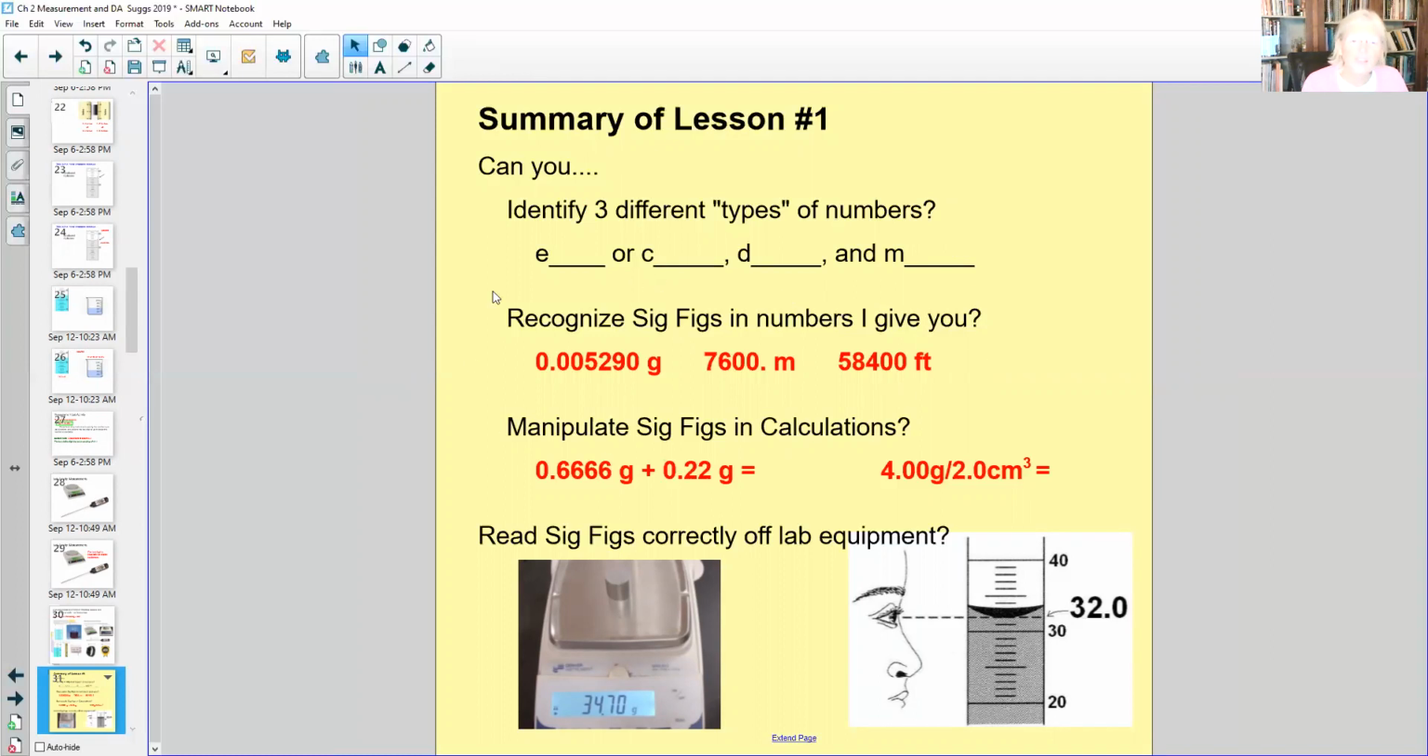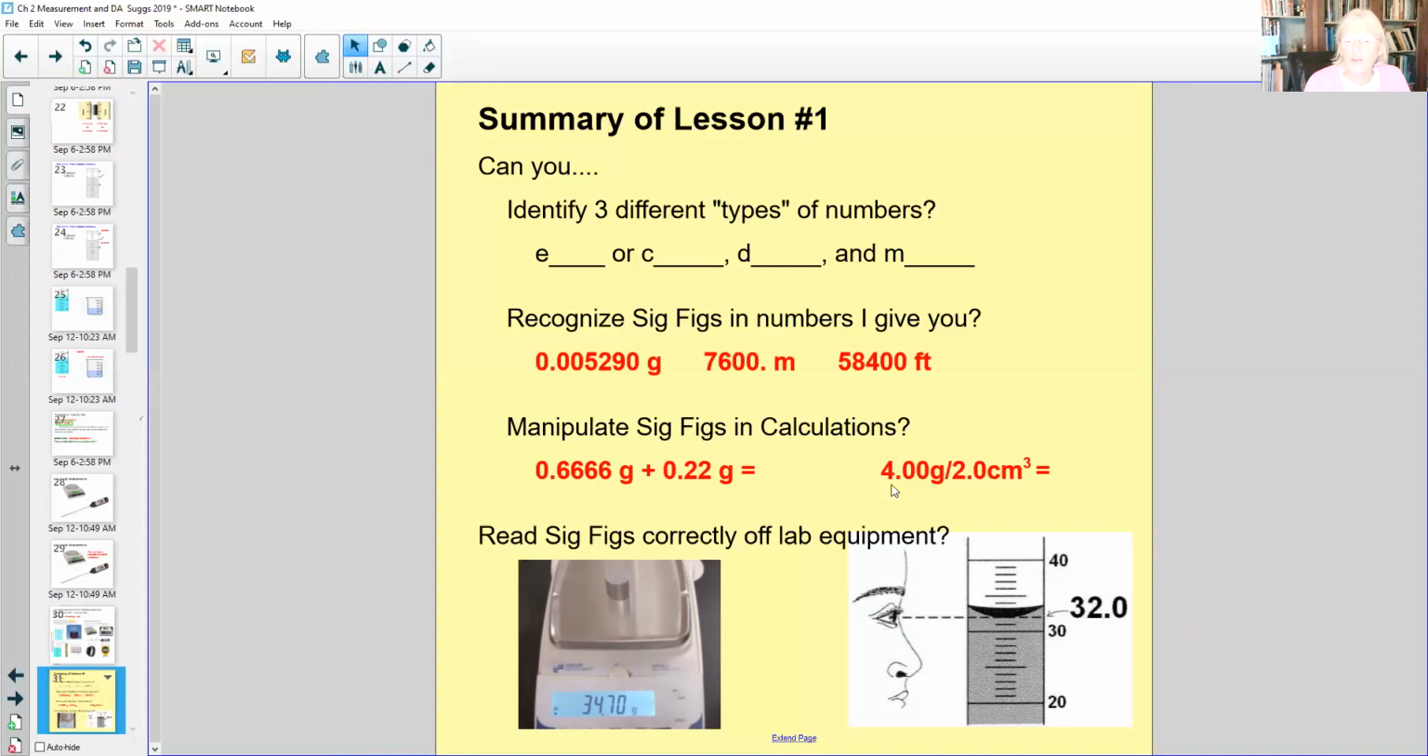Do you recognize the sig figs in these numbers that I'm giving you? Number of sig figs here, 4. Number of sig figs here, 4. Number of sig figs here, 3. Can you add these numbers together and get the answer to correct sig figs? You would only write your answer to the hundredths place. You would write the answer as 0.68. That's it, grams.